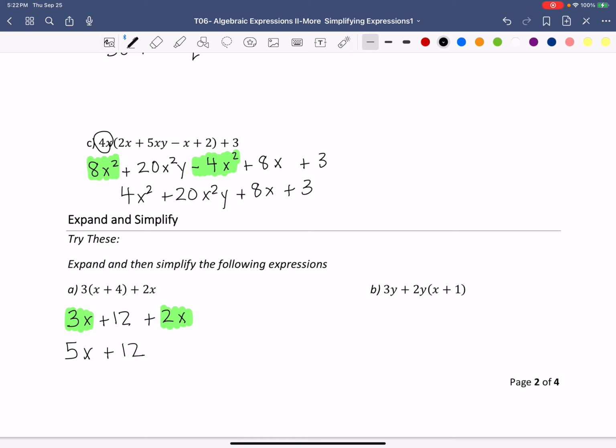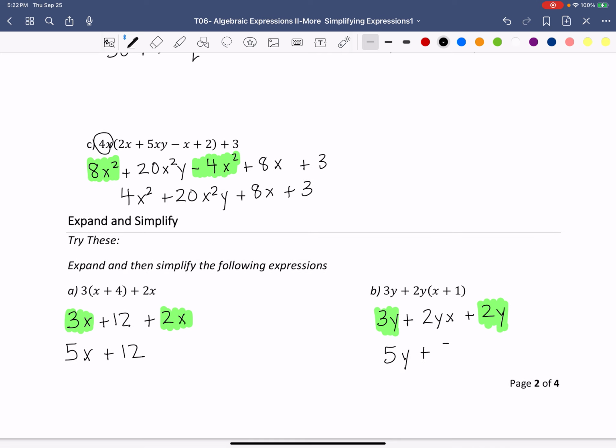Same idea for b. That 3y is going to stay the same, but I'm going to distribute that 2y into the bracket. So it's going to be plus 2yx and then plus 2y. Take a look. I've got some like terms that I can simplify. So I have 3y and 2y. So I can bring them together and make 5y and then plus 2yx.